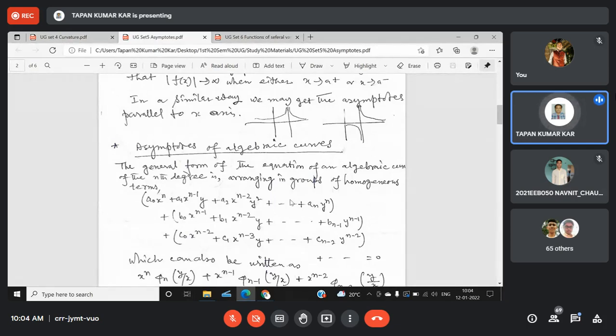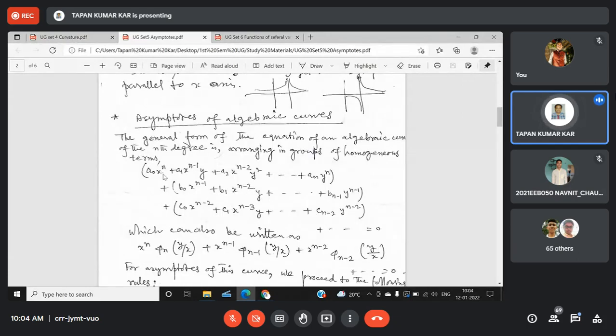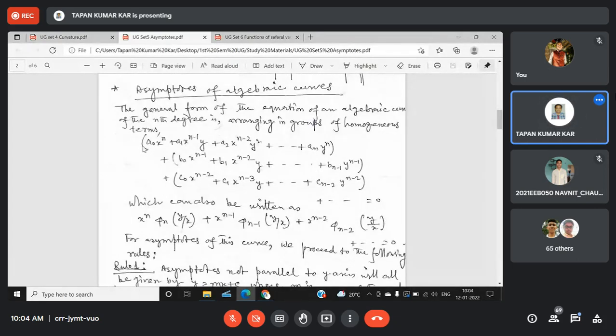Look at this: asymptotes of algebraic curves. How we will determine the asymptotes for algebraic curves. Let us consider the general form of the equation of an algebraic curve. Look at this equation of the curve: a naught x to the power n. In the first group, all the terms have degree n. In the second group, all the terms have degree n minus 1. In this way, the degrees diminish.